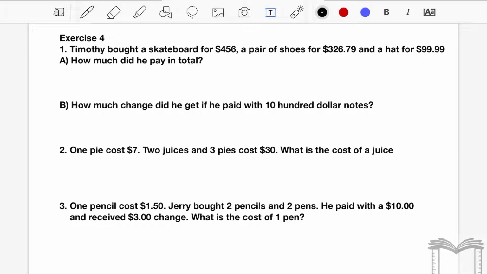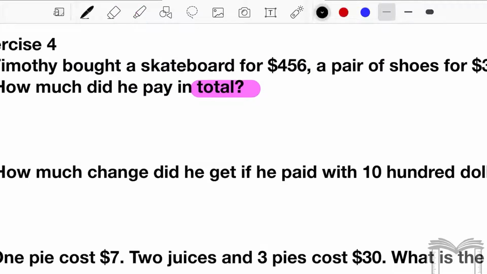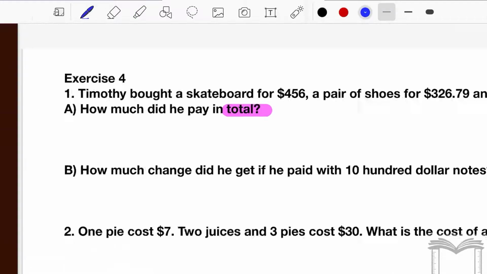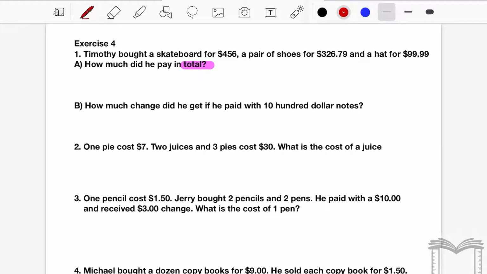Number 1. Timothy bought a skateboard for $456, a pair of shoes for $326.79, and a hat for $99.99. How much did he pay in total? So we can see that one of the key terms here is total, which indicates that we must add. So we must add the three amounts for the three items. That's the first step.